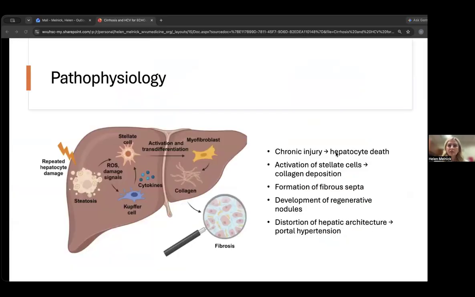So regardless of the underlying cause, the mechanism is similar. Chronic injury leads to hepatocyte death. Stellate cells become activated and deposit collagen, and then fibrous septa form and regenerative nodules develop. This disrupts the normal sinusoidal structure, causing portal hypertension and impaired metabolic function.